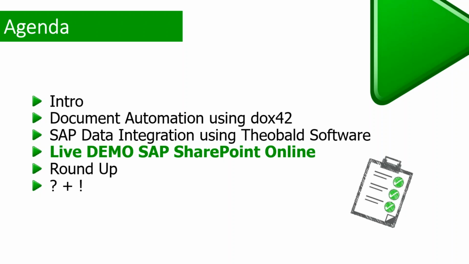So where we will use Extract Universal to synchronize data from SAP to a SharePoint Online Office 365 list, and then use this list as a starting point to generate documents where we integrate more SAP data and more SharePoint data. Then we do a short roundup, and then we'll be here for your questions.